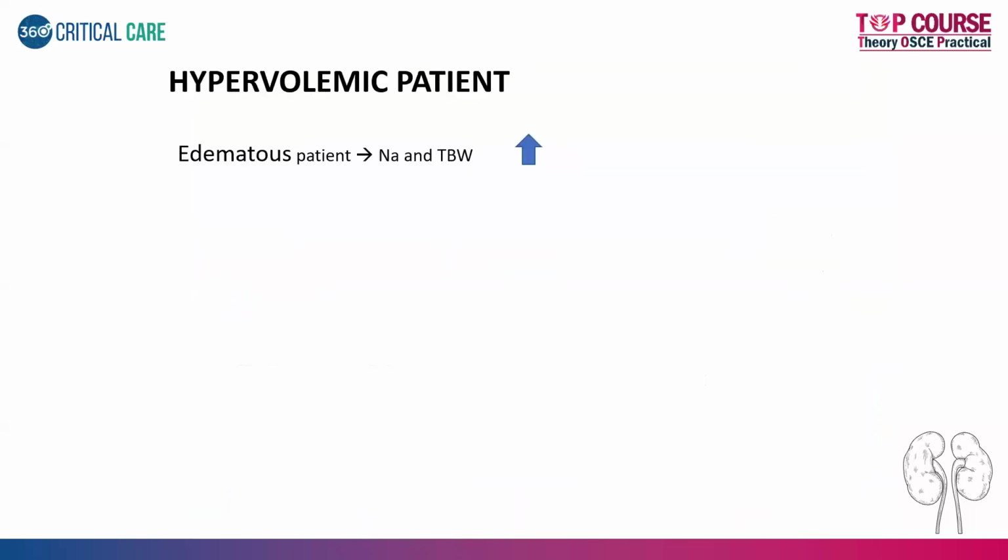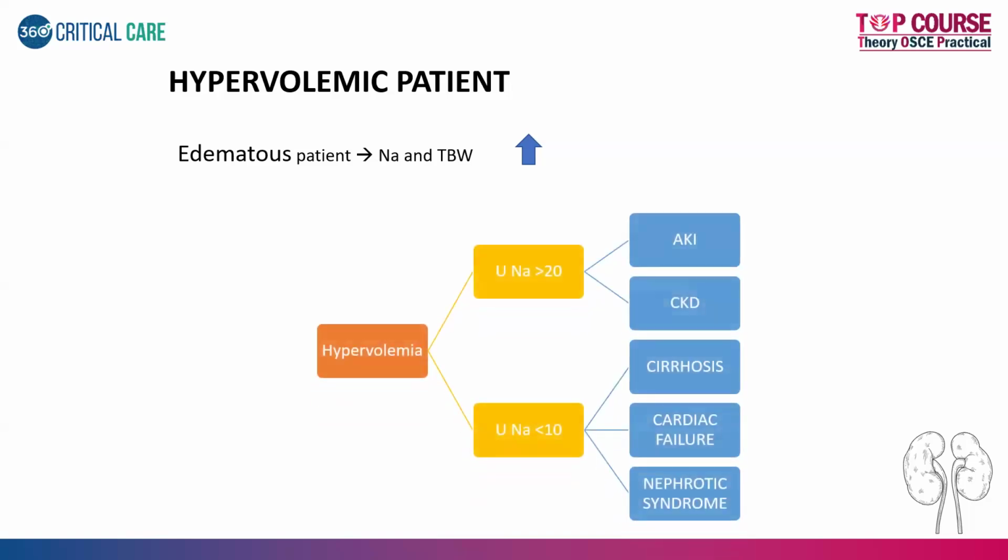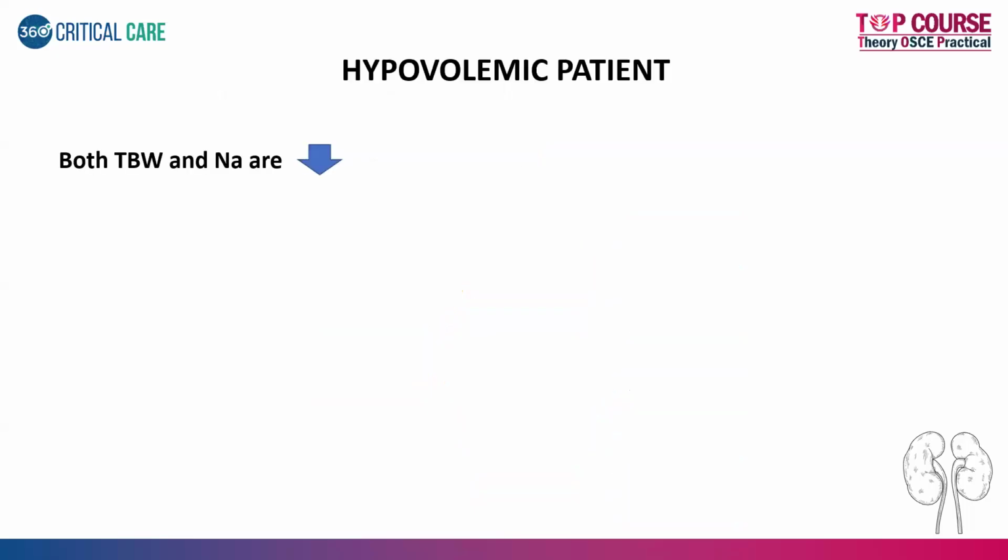Going on to the specific scenarios, coming to the hypervolemic patient, here we know hypervolemia means there is an edematous patient wherein both the sodium value and the total body water can be increased. Here, sodium usually would be normal, but because of increased total body water, it will be showing as low. Okay. So the causes here I have mentioned earlier as well. Based on the urinary sodium value, you usually categorize them into acute kidney injury or chronic kidney disease if the urinary sodium is more than 20, and cirrhosis, cardiac failure, and nephrotic syndrome if the urinary sodium is less than 10.